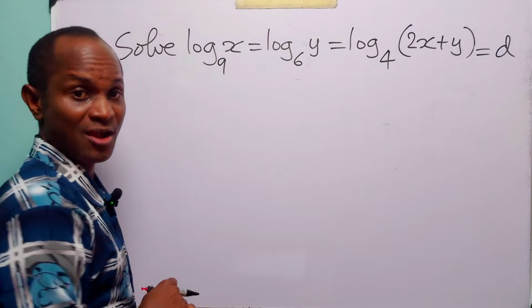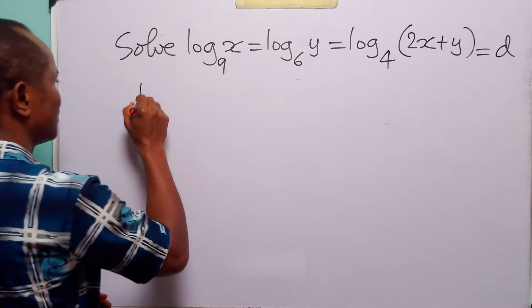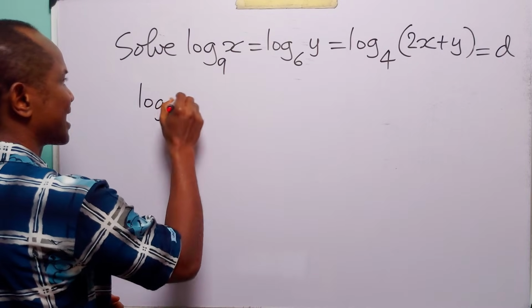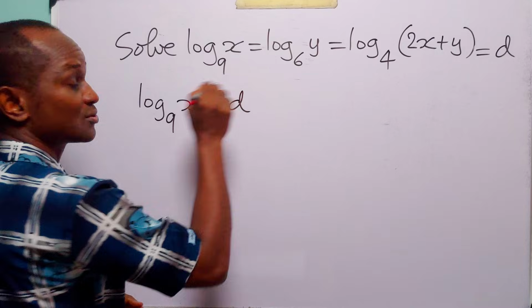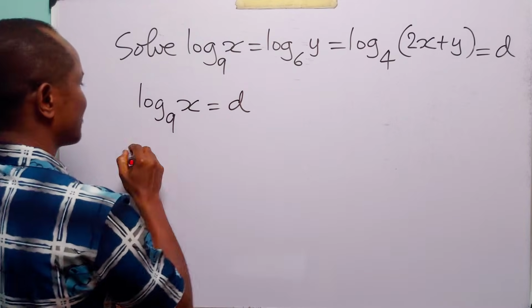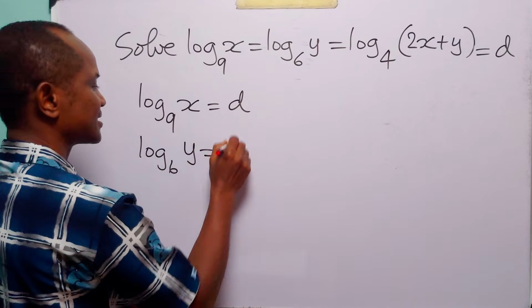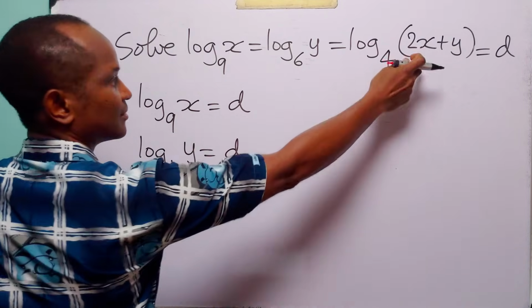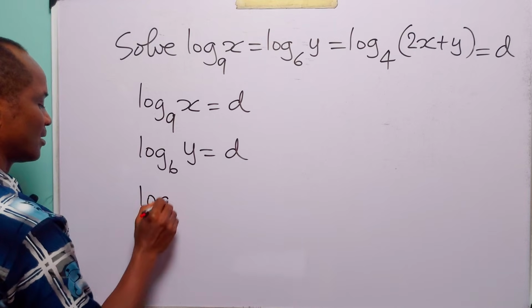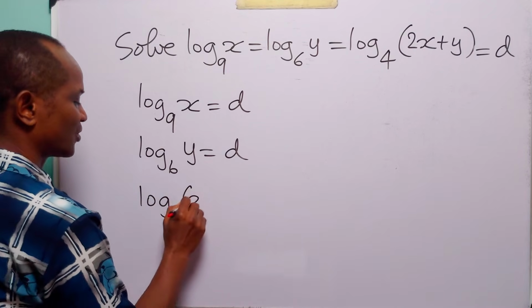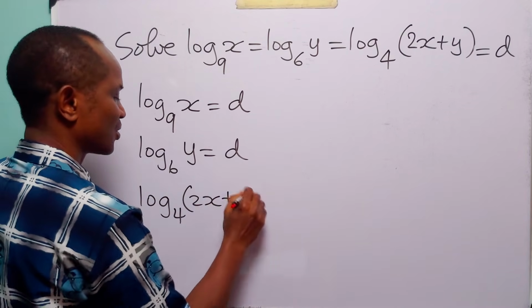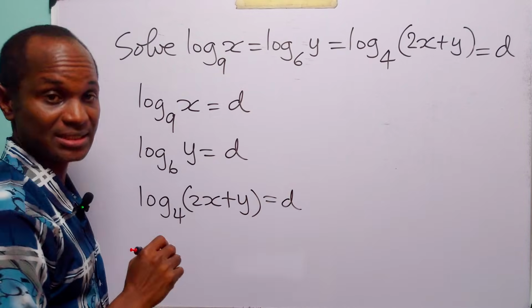And of course, you know that from this we have that log to base 9 of x is equal to d. We also have that log to base 6 of y is equal to d. And finally, log to base 4 of 2x plus y is equal to d.